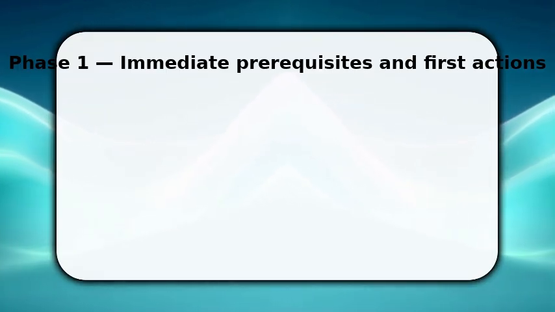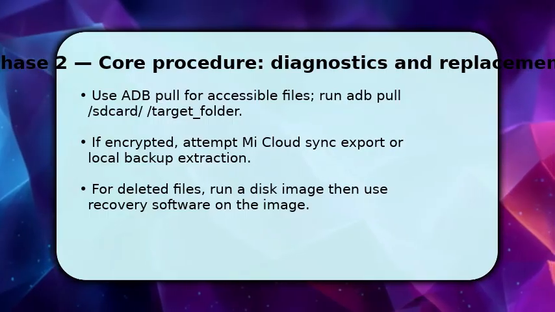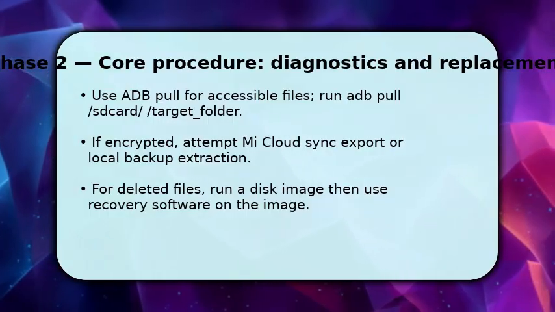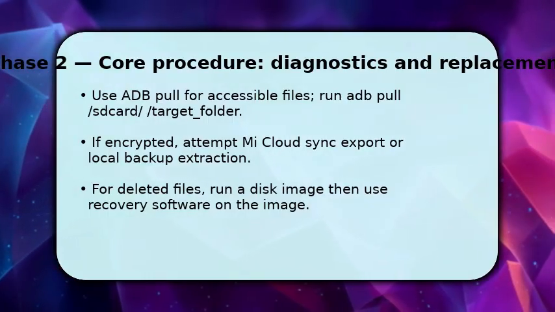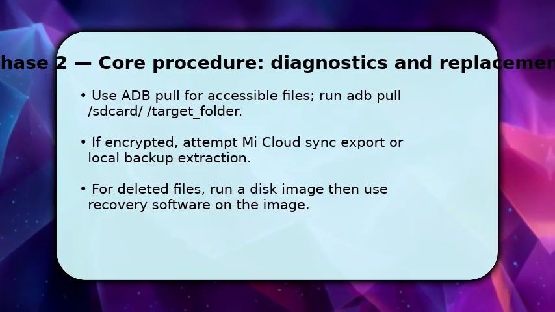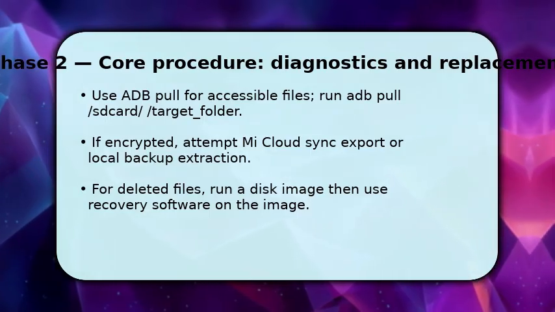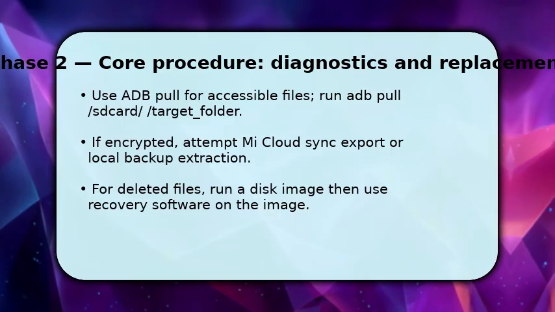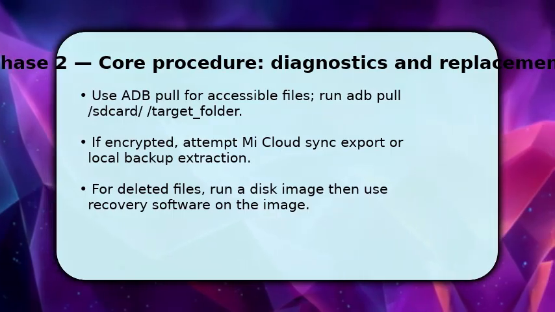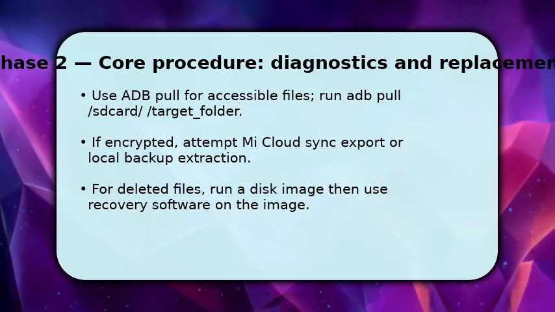Next, you extract data. If files are still present, use adb pull to copy /sdcard/ or specific folders to your PC. This is fast and reliable. If files are encrypted or missing, check Mi Cloud and export backups. Make sure you sign into the same Xiaomi account.